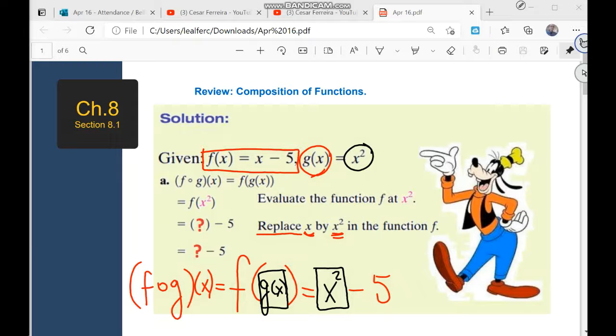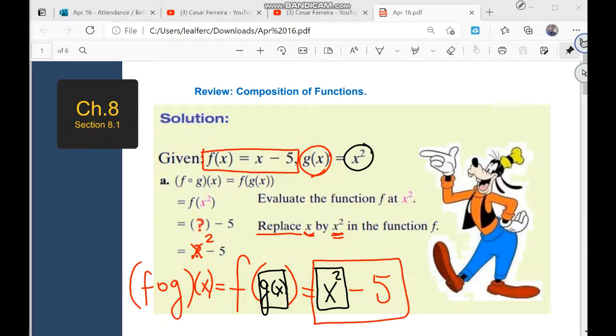The term that's missing is x squared. You are right, it is x, but with an exponent, it is x squared. So this is the whole thing that is the answer for the example: x squared minus 5.